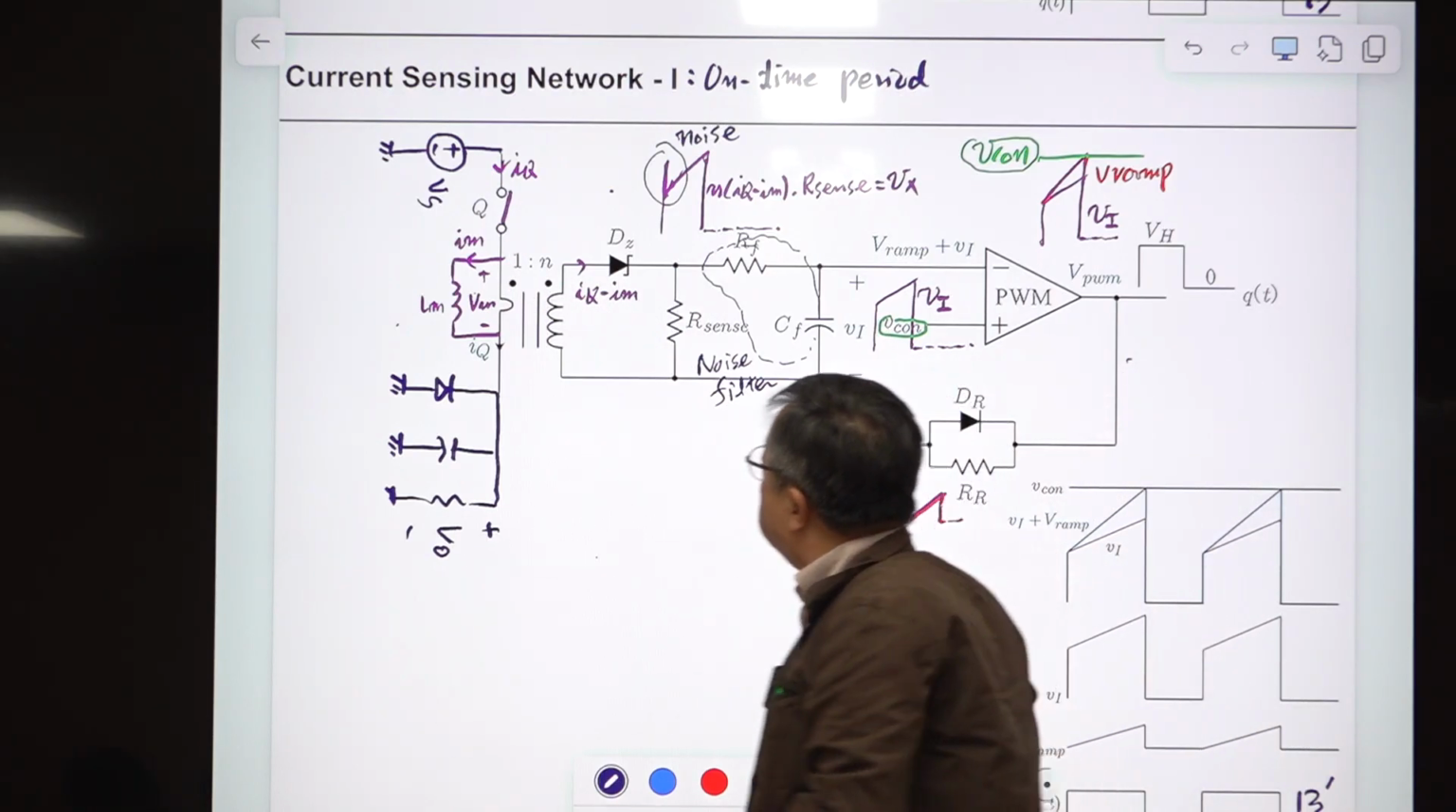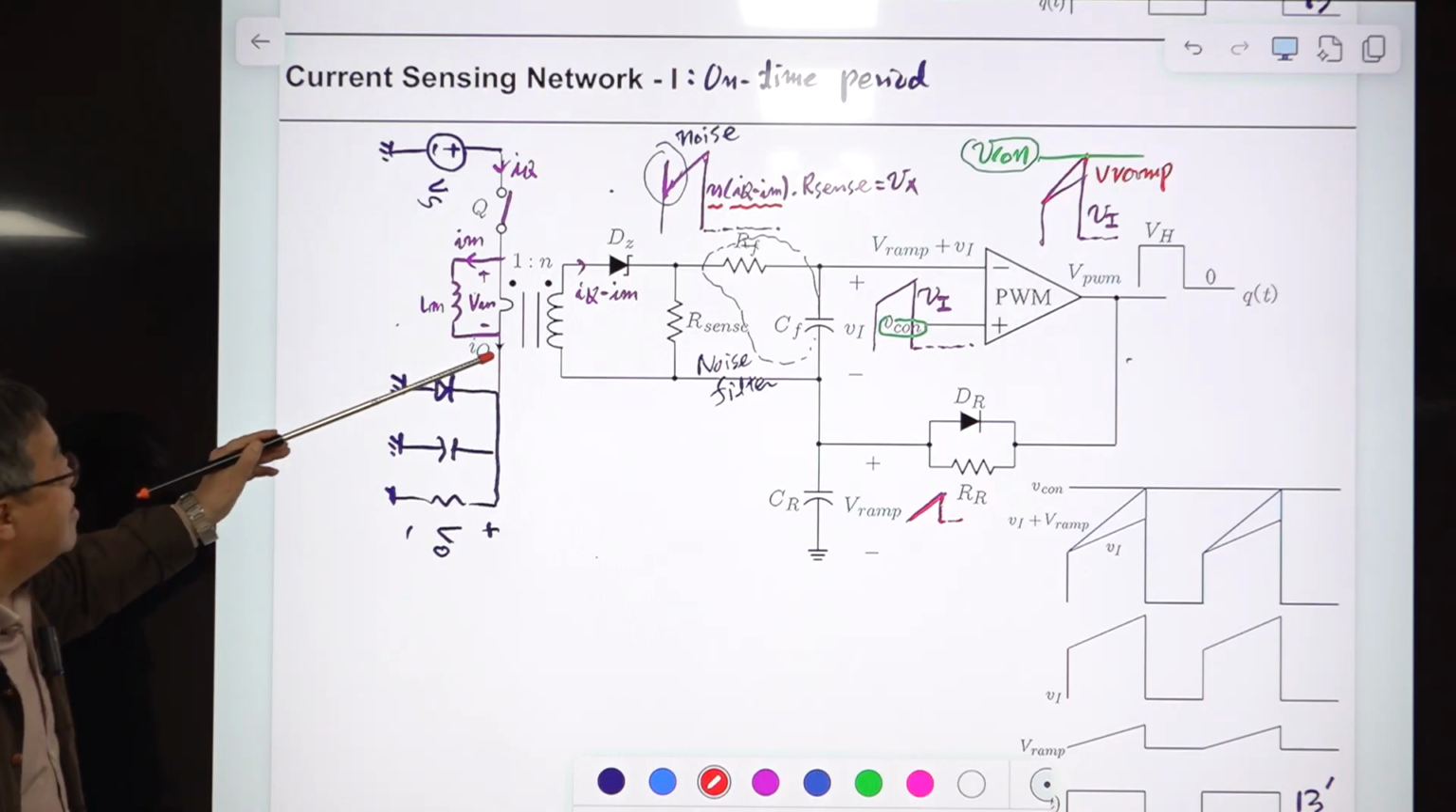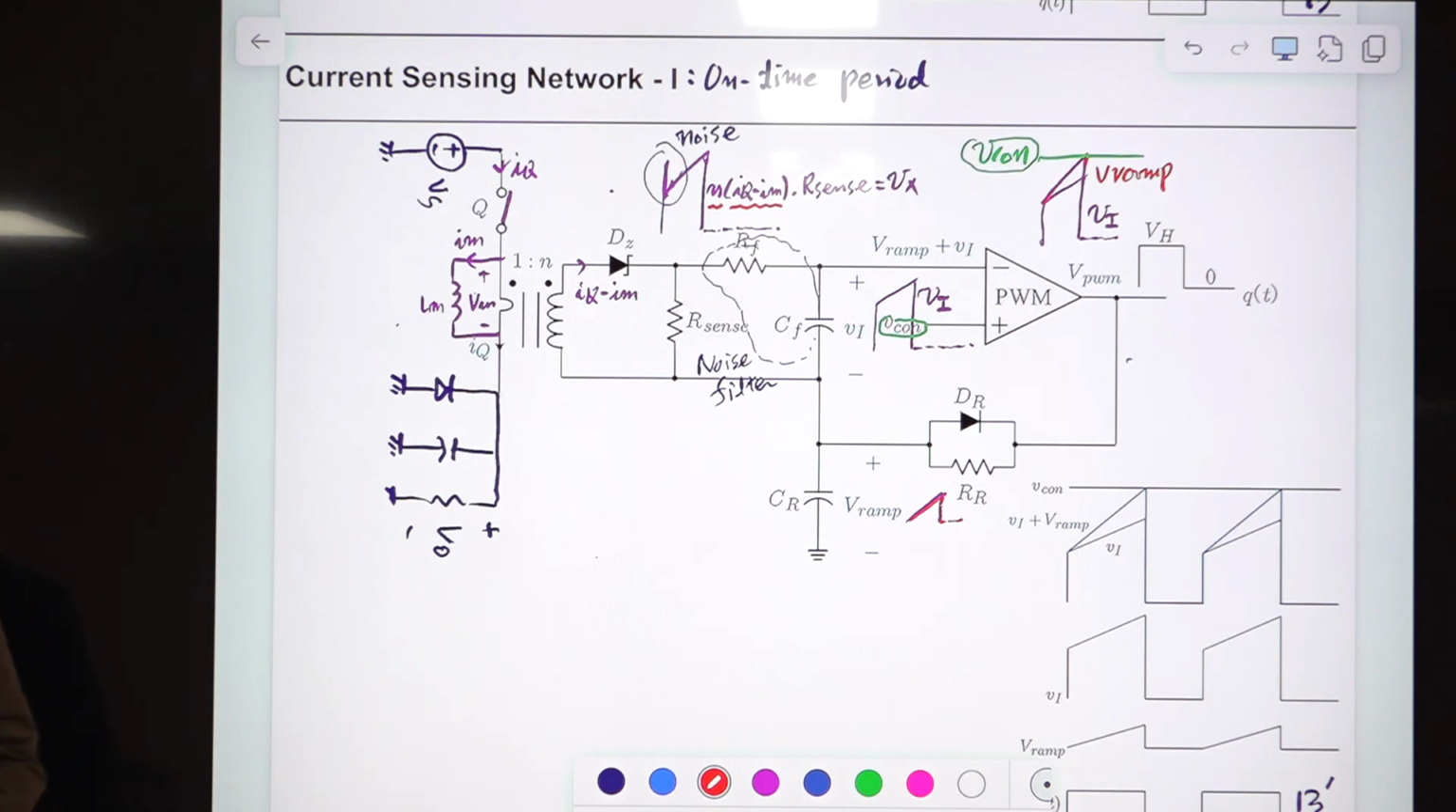So the current going into this is IQ minus IM. So the current here is IQ minus IM times N, where N is the turns ratio. No, it should be divided by N. I'm sorry. Let me put just 1/N here. This was a mistake. It's not a voltage, it's current.